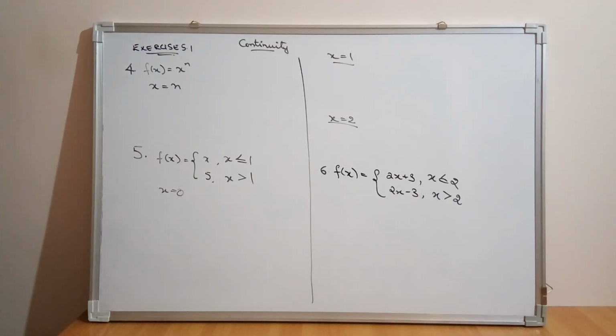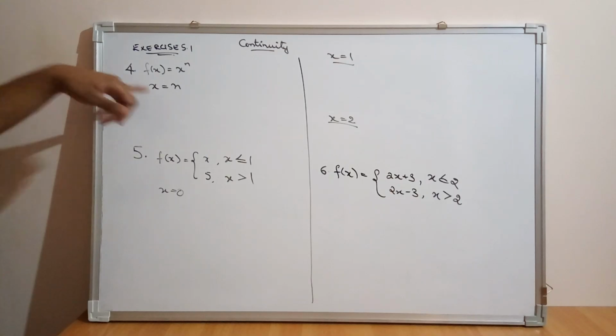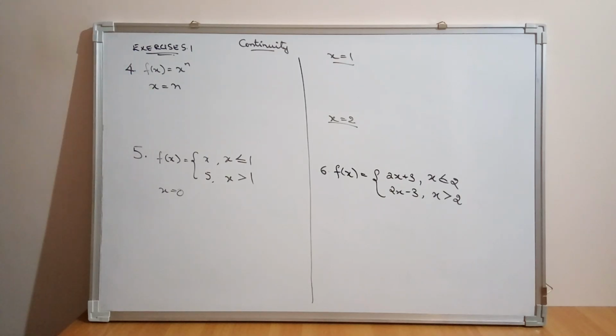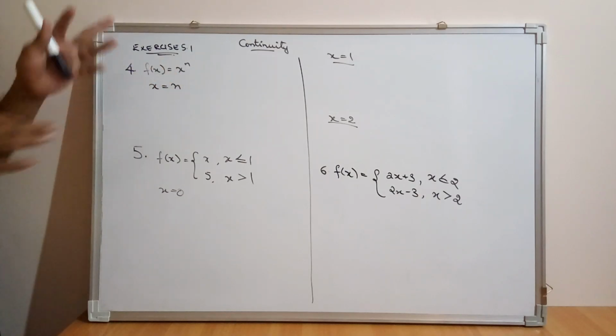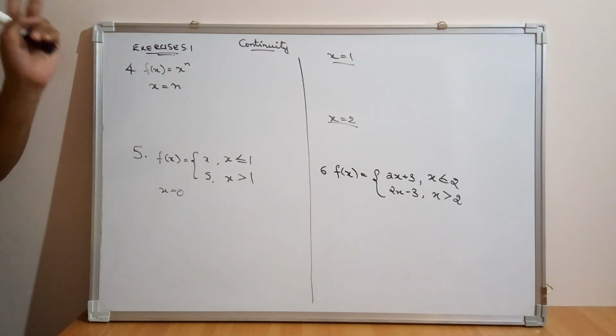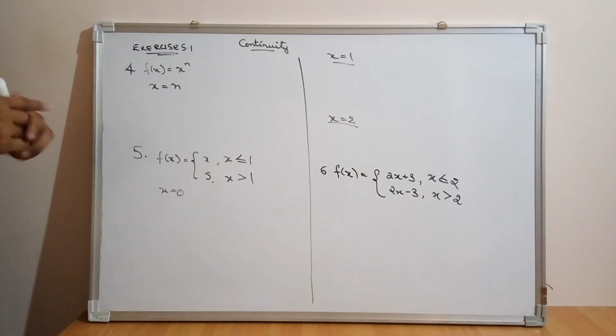It is asked to prove that the given function, x raised to n, is continuous at x equal to n, where n is a positive integer. So what are we going to do here? x raised to n is a polynomial function. Therefore, the left hand limit and right hand limit are going to be equal, and you need to find the value at the particular point.